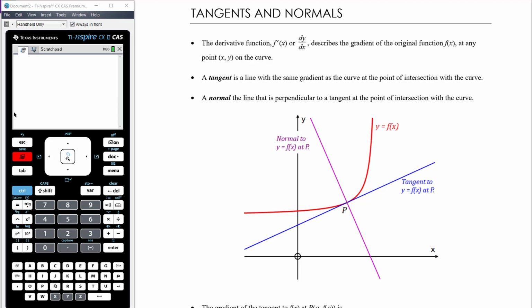A normal is a line that is perpendicular to a tangent at the point of intersection. So the normal will meet the tangent at a right angle. We know about perpendicular lines from our Year 10 coordinate geometry work. It also goes through the point P, but it will have a gradient that is perpendicular to the gradient of the tangent.